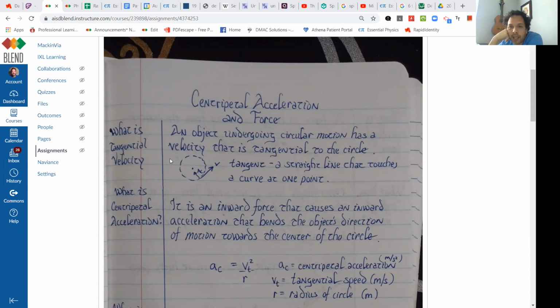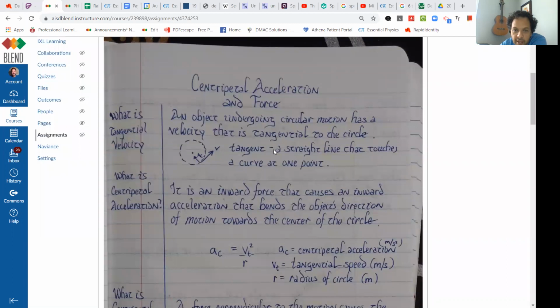So last time we looked at an object going around in a circle, like a tire, and we looked at angular velocity and how that relates to linear velocity. So now we're continuing with the spinning object, and we're learning about tangential velocity. An object undergoing circular motion has a velocity that is tangential to the circle. And I put the definition for tangent there: a straight line that touches a curve at one point.